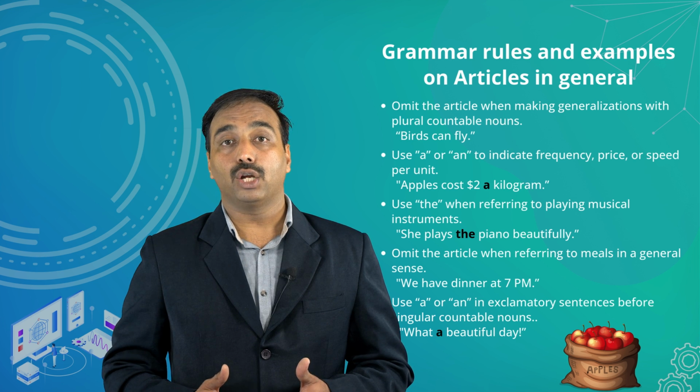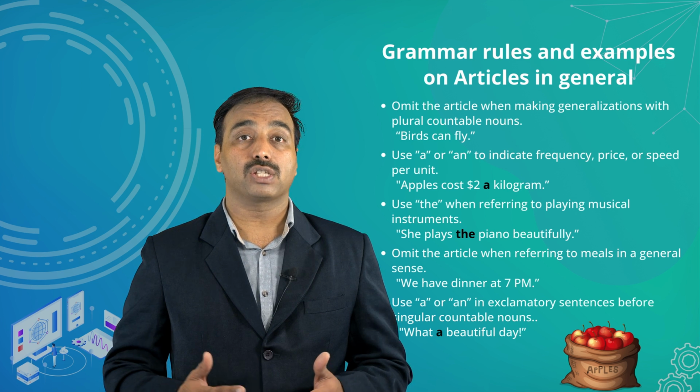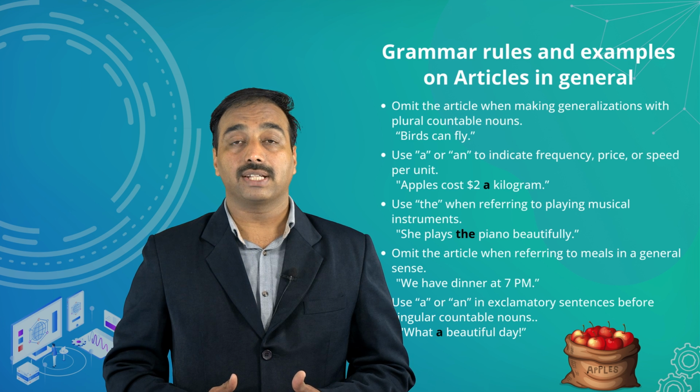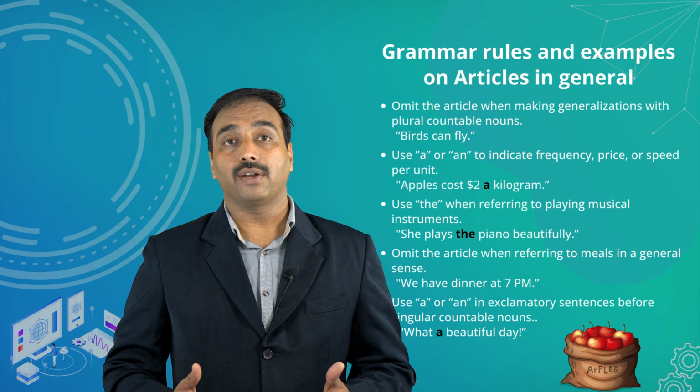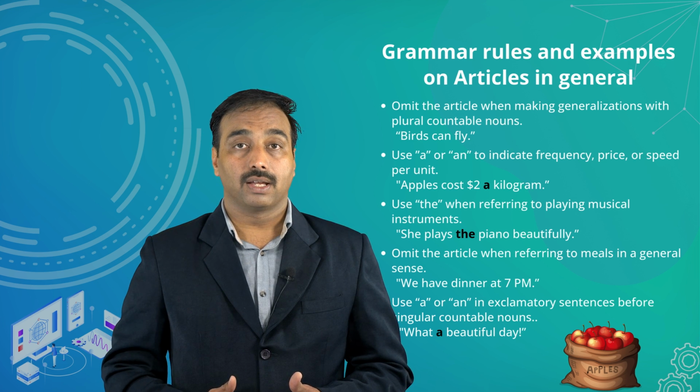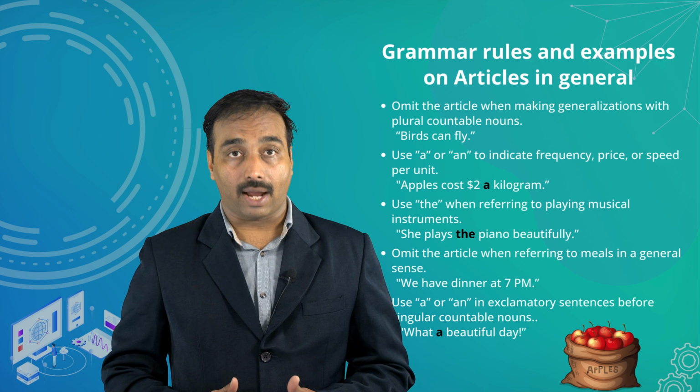Use a or an to indicate frequency, price or speed per unit. For example, apples cost 100 rupees a kilogram. This indicates the rate per kilogram.